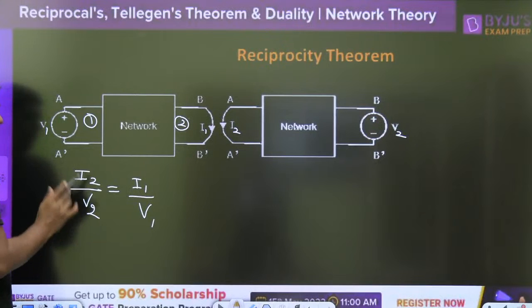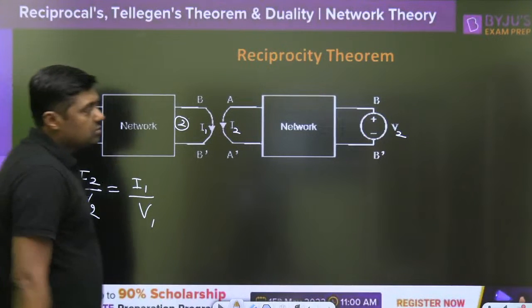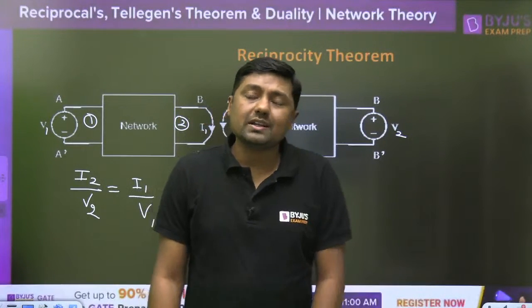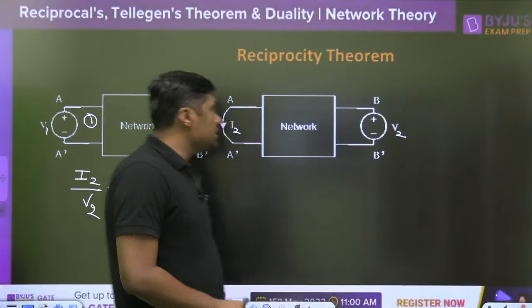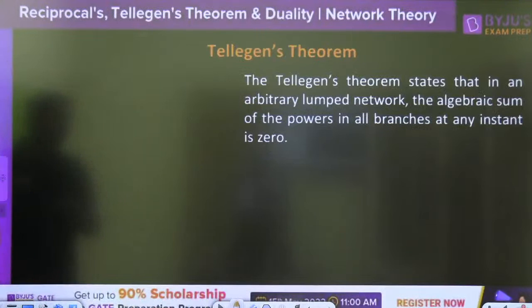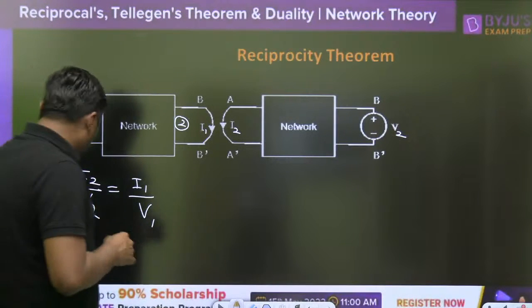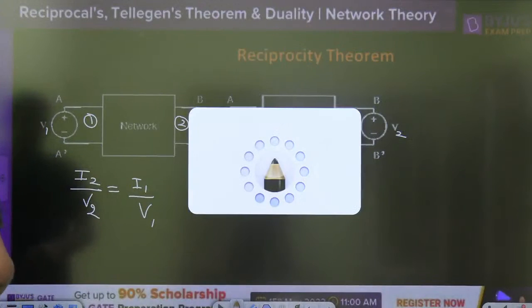Output upon input will remain same. So that is the reciprocity theorem. Now we are going to solve some numericals on this. Then second, I want to give one example on this network.